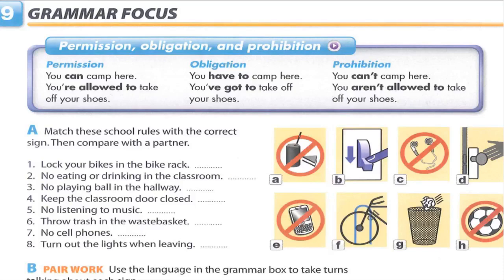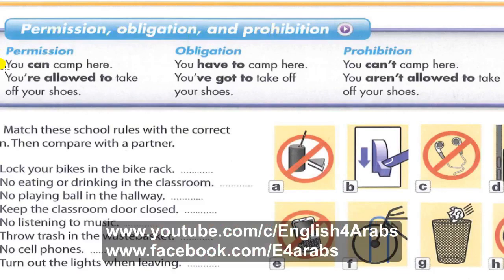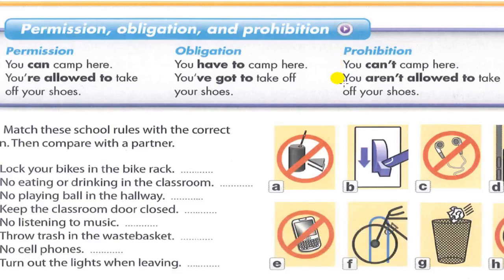Page 95, Exercise 9, Grammar Focus. Permission, Obligation, and Prohibition. Permission: You can camp here. You're allowed to take off your shoes. Obligation: You have to camp here. You've got to take off your shoes. Prohibition: You can't camp here. You aren't allowed to take off your shoes.